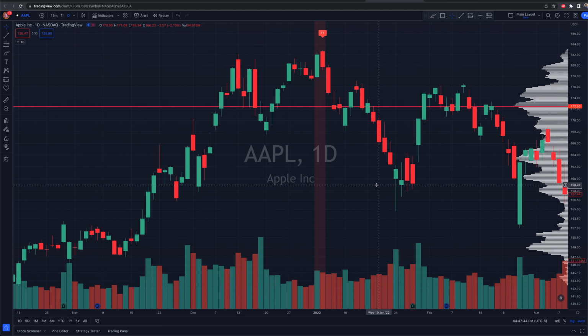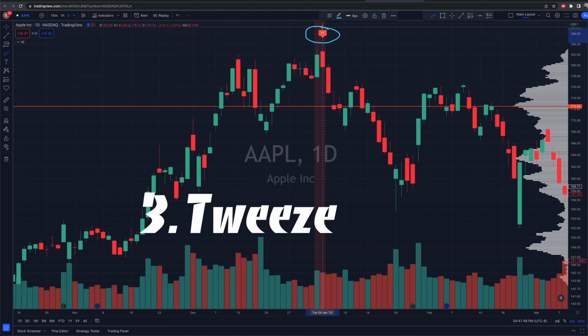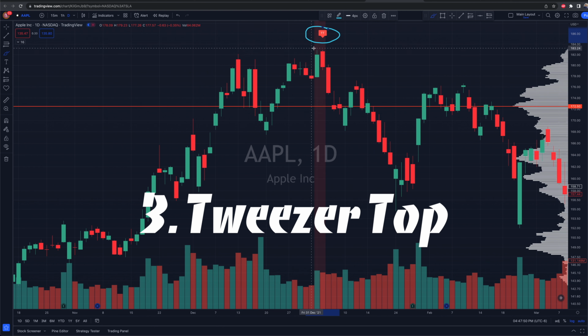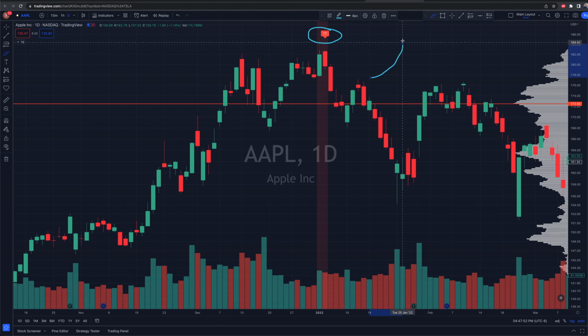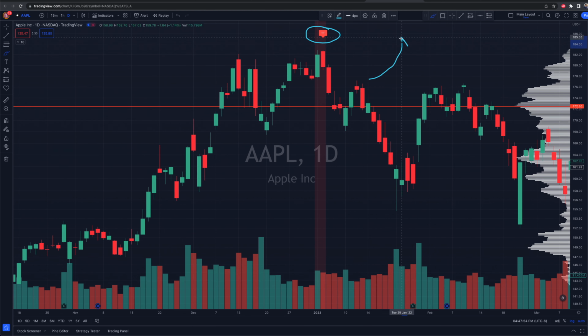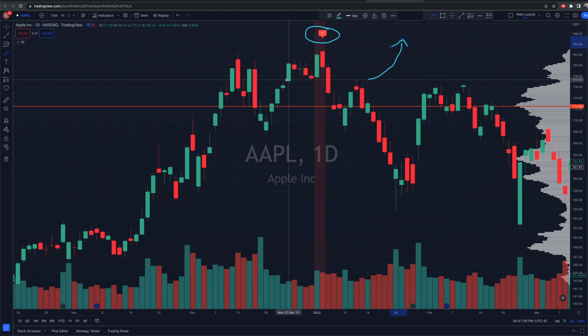For number three, we head over to Apple and we are looking at TT. That is a tweezer top. So the first candle we're looking for is supposed to be long and green, okay? That's our uptrend. We're in an uptrend and the candle is long and green. It doesn't necessarily have to be in an uptrend, but we're looking for a green candlestick, okay? We get that one right here on this green guy.